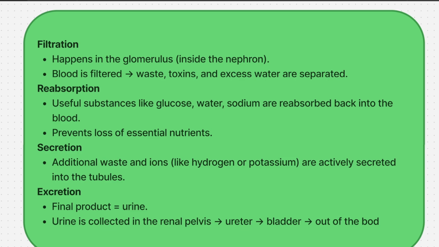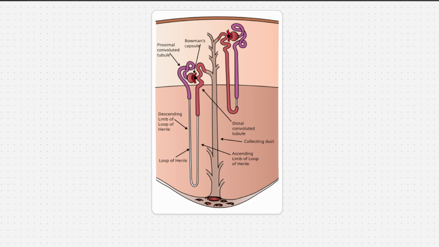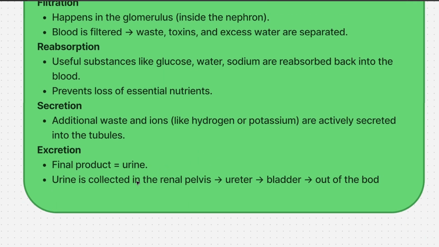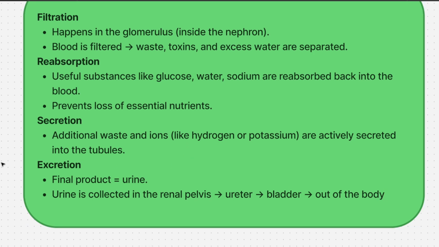After the filtration, reabsorption, and secretion, the end product is urine, and it is collected through the collecting ducts right here, and then it moves into this part here, which is the renal papilla, and moves to the renal pelvis, and then to the ureter and bladder, and then out of the body.